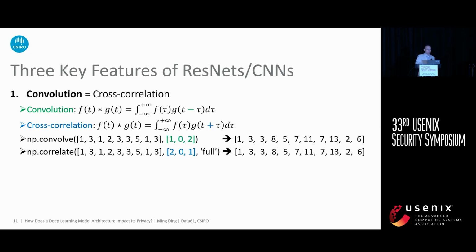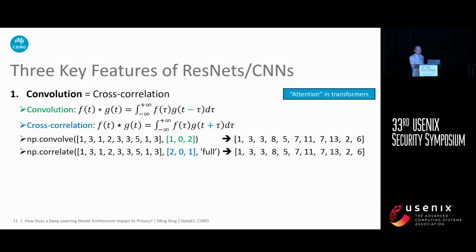As a tool example, I show here that you can achieve the same convolutional results using NumPy convolve function or using NumPy correlate function. As I said before, choice is yours. If you want to flip your filter, you use NumPy convolve function. If you don't want to flip your filter, you just use the original correlation function.